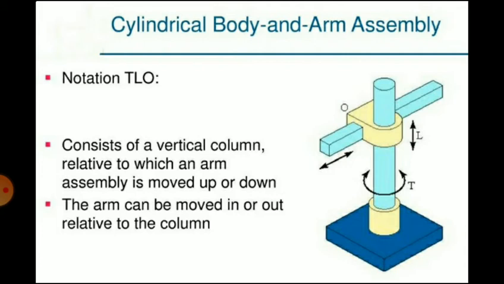So the notation for cylindrical configuration is TLO. So T means it is a twisting joint, L means it is a linear joint, and O means it is an orthogonal joint. So we have already seen the different types of joints in a previous lecture. So it consists of vertical column relative to which an arm assembly is moved up and down. So the arm can be moved in or out relative to the column. So you can see in a diagram the different movements.